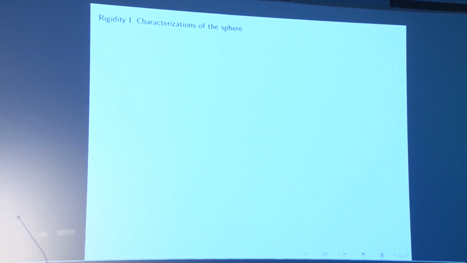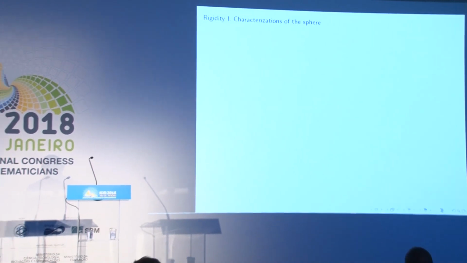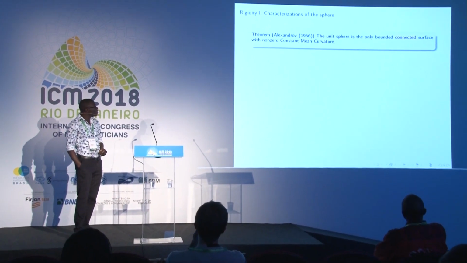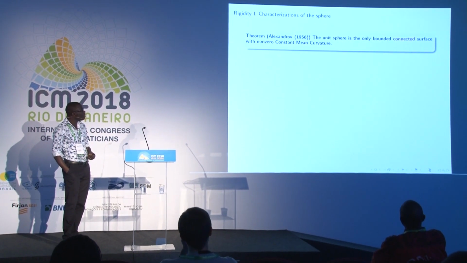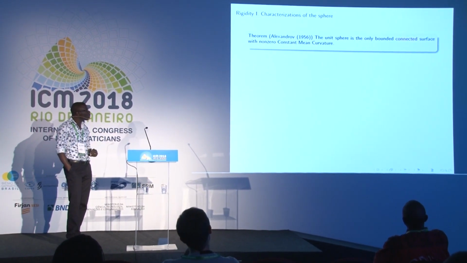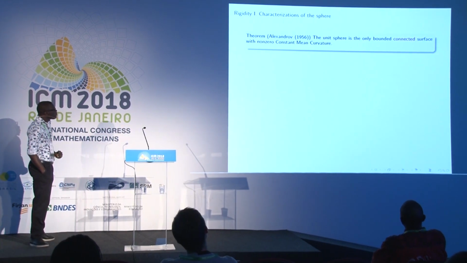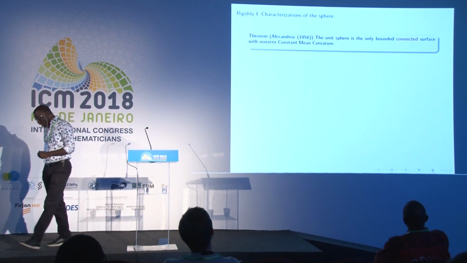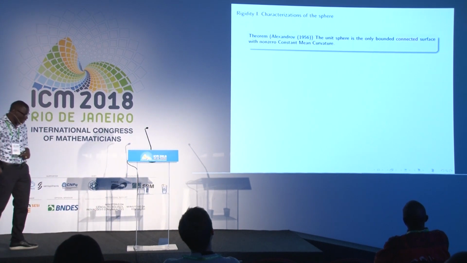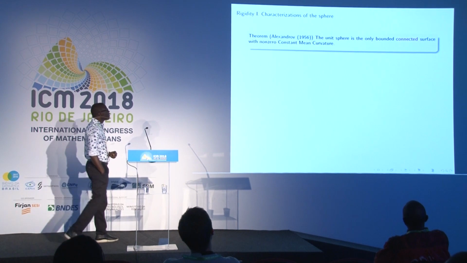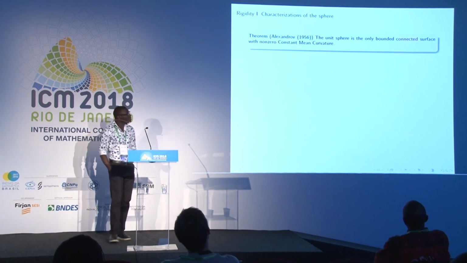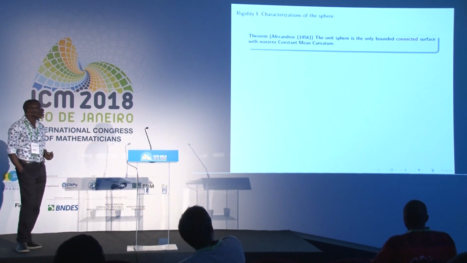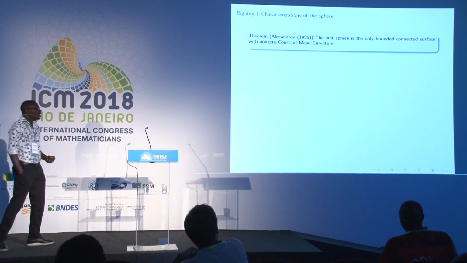And this is a question that sometimes I call rigidity. Rigidity is like when you know what they are precisely. And this is the first answer in this direction, which was the characterization of the sphere for embedded surfaces. This was an example of a conjecture of Hopf. This is due to Alexandrov, and he showed that in fact the unit sphere is the only bounded connected surface with constant mean curvature.